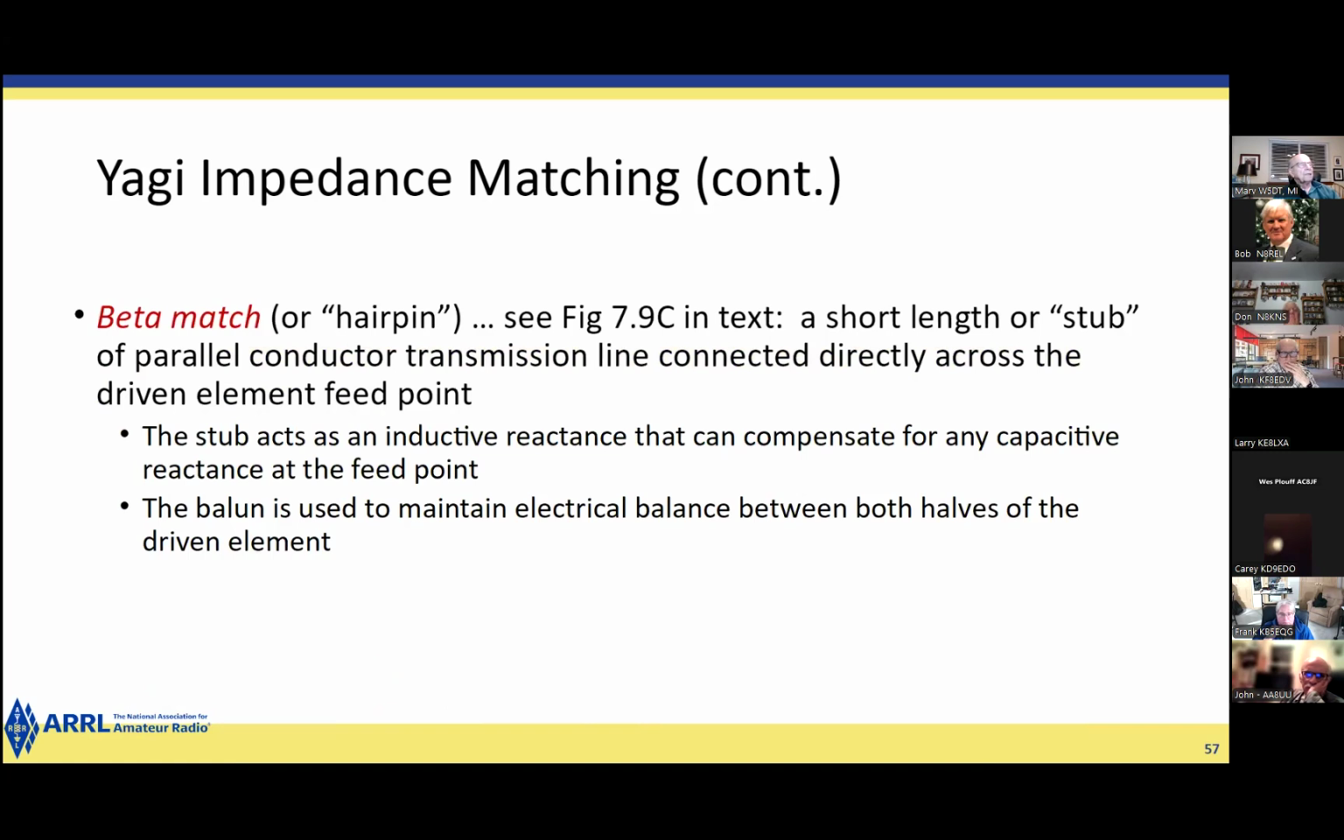If you look at figure 79C in your text, you'll see that a beta match is a short stub of a parallel conductor transmission line connected directly across the driven element's feed points. The stub acts as an inductive reactance that can compensate for any capacitive reactance at the feed point. The balun is used to maintain electrical balance between both halves of the driven element.